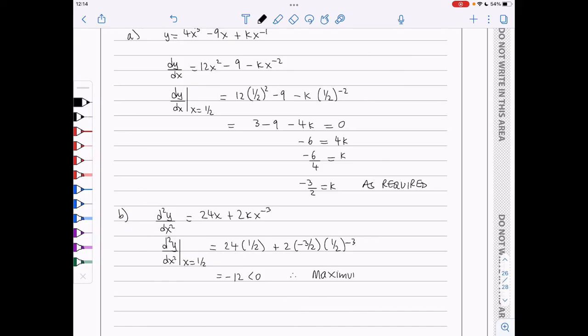Remember that you need to show explicitly the comparison with 0 and write the conclusion. If it was greater than 0, it would have been a minimum point. If it was 0, it would mean that the second derivative test was inconclusive and you had to look further into it in order to establish its nature.